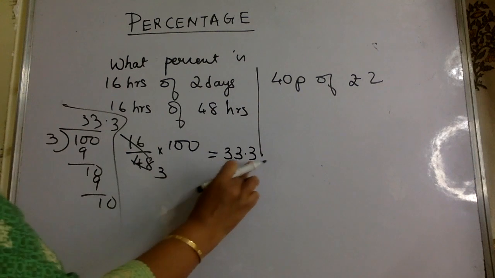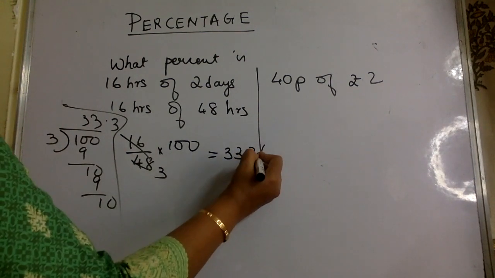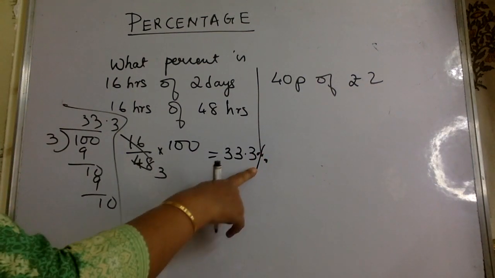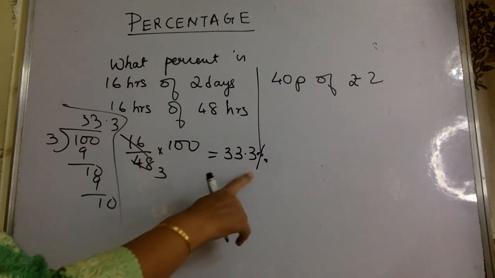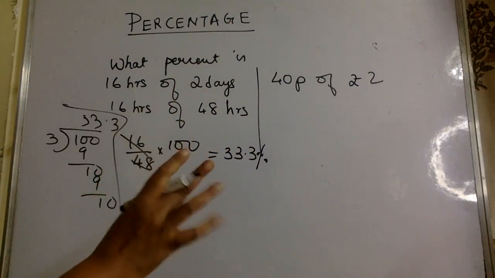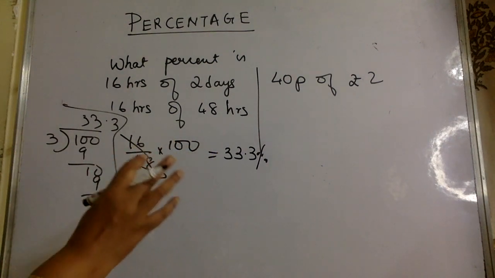So 33.3 percent. Don't put hours over here. Never put hours over here, because in a percent you are supposed to use the percentage symbol, but you're not supposed to use the unit.